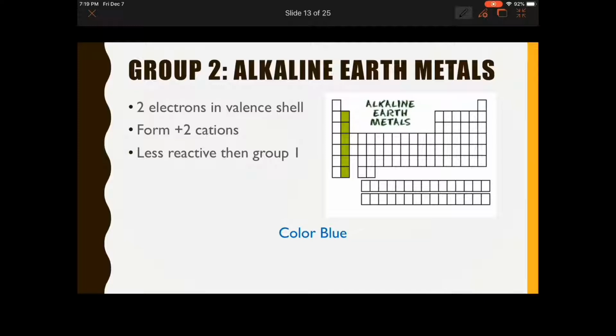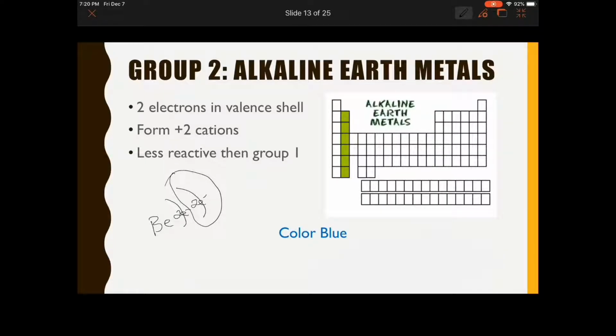Now let's talk about alkaline earth metals. These have 2 electrons in their valence shell, and what I'm talking about when I say their valence shell is their very last energy level. So when you're drawing a model of them, if I wanted to look at beryllium, it has 4 electrons. So this is my first level. This is its valence shell. And as you can see, it has 2 electrons in it. That is what I'm talking about.